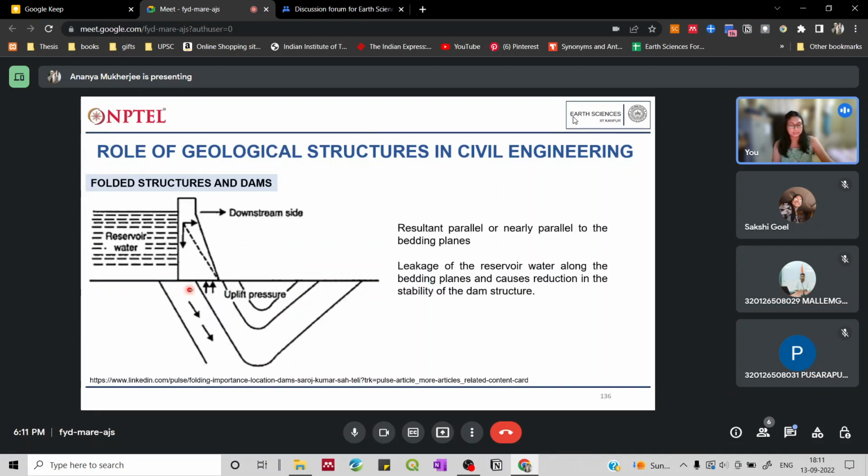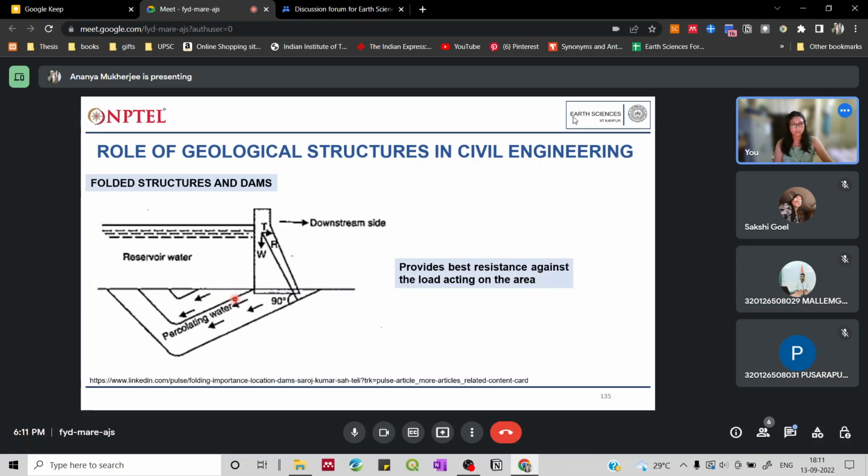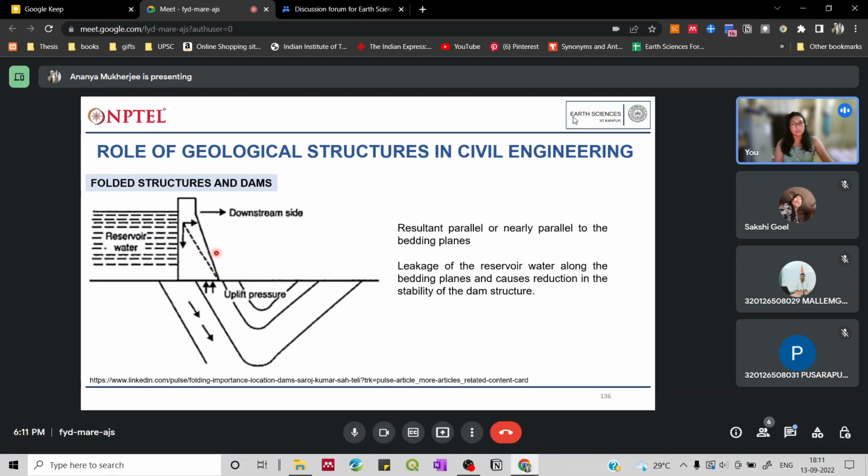Next case is, this is again a synform, a folded structure, okay, but as you can see, over here the beds were dipping away from the resultant force, and also in the other direction, the upstream direction, okay. Now the bedding planes, okay, and the resultant load that is created by the dam, they are both in the downstream direction, okay. So over here as you can see, the resultant is parallel or nearly parallel to the bedding planes.